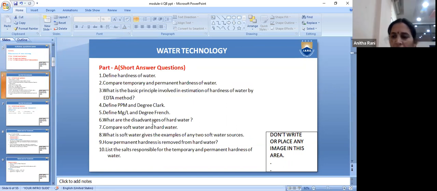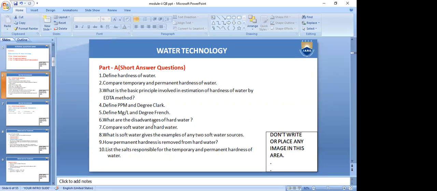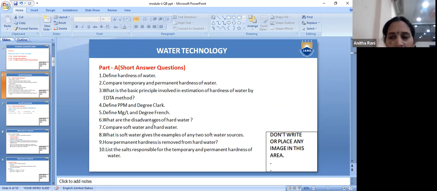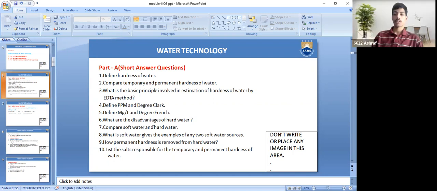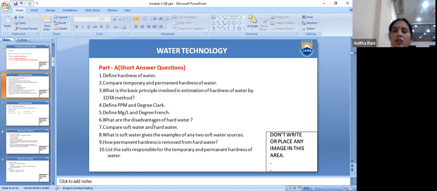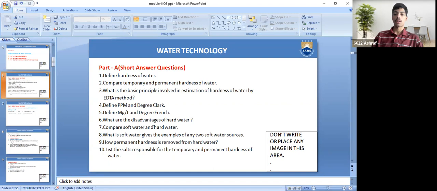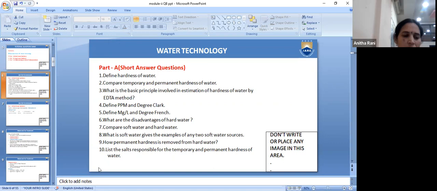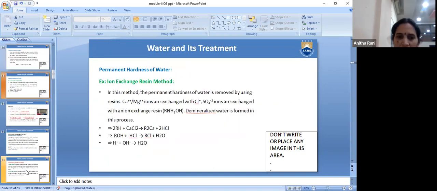Now what are the disadvantages of hard water, ma'am? Domestic wise, tell me. Any two points you tell me, students? Domestic wise. Boilers, tell me, what happens in boilers? It forms precipitates due to hard water. What else? In the textile industry the hard water would change the dyes, they would get uneven. Okay, so we won't get exact shades of the colors.